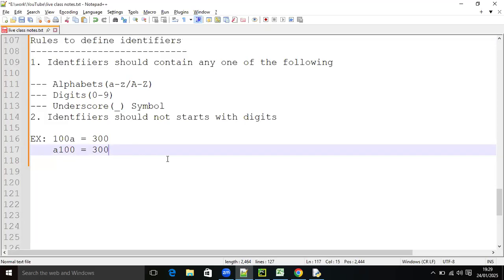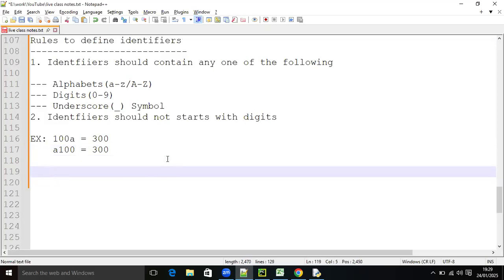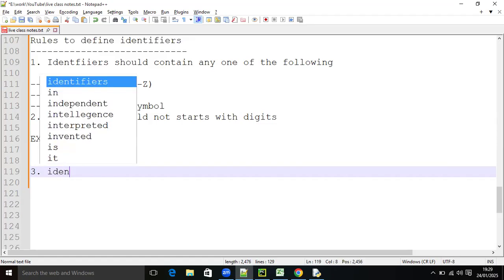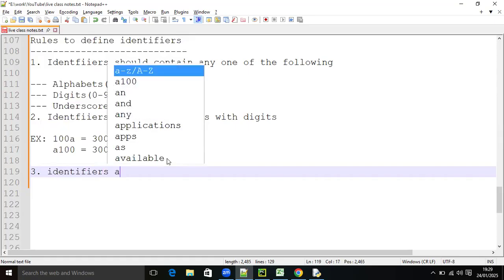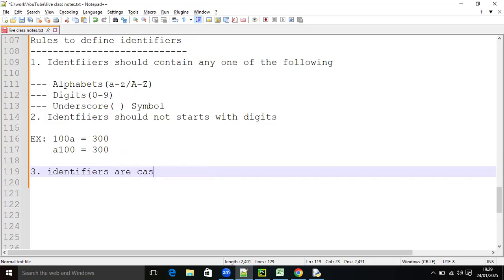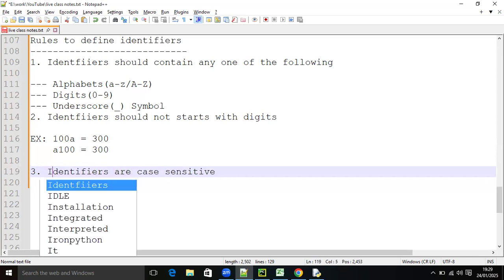Now we are going to discuss the third rule. What is the third rule for identifier? Identifiers are case sensitive. Let me discuss this in a detailed way.